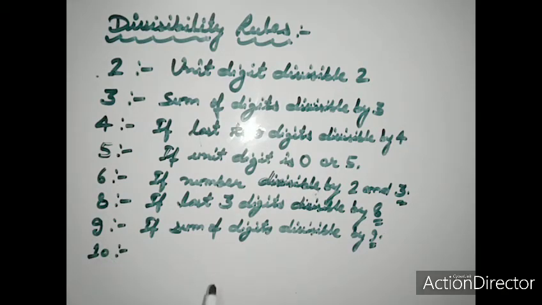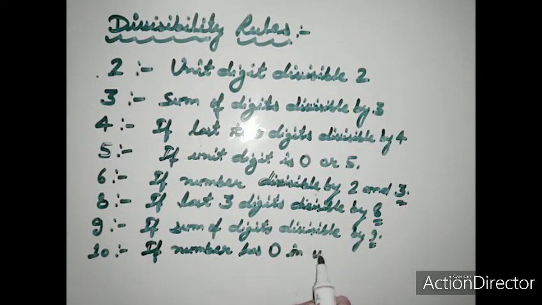Now divisibility rule of 10. If a number has 0 in the unit place, then we say that the whole number is divisible by 10. Now divisibility rule of 11. Now students, here we discuss the divisibility rule of 11.